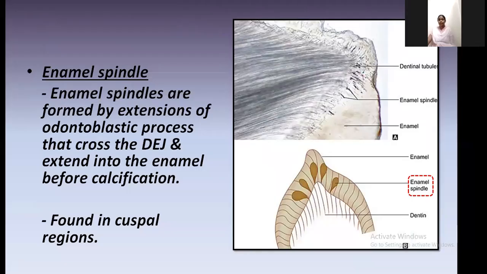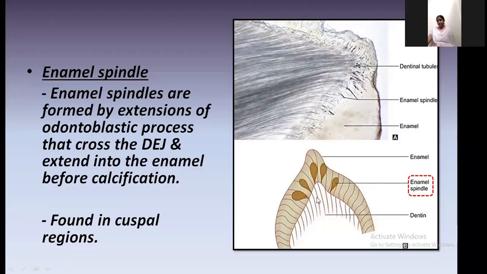Moving on to enamel spindles. Enamel spindles are formed by the extension of odontoblastic processes that cross the DEJ and extend into the enamel before calcification. They are found in the cuspal region. Enamel spindles, odontoblastic processes. This is the enamel in this image, and this is the dentin. You can see odontoblastic processes that extend into the enamel, and their extension happens before calcification can occur.